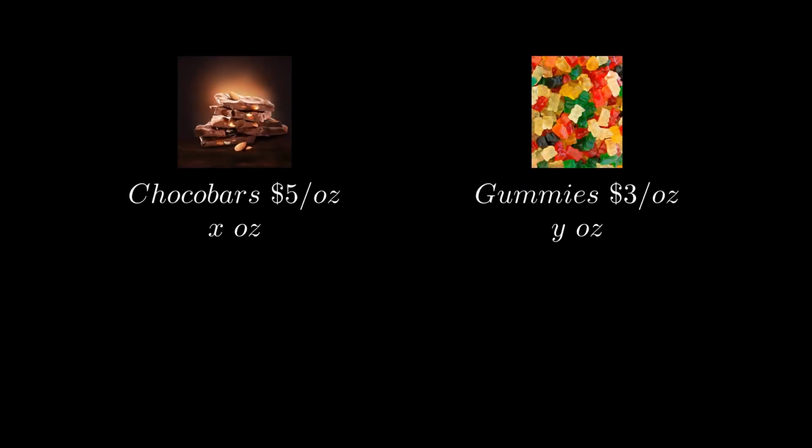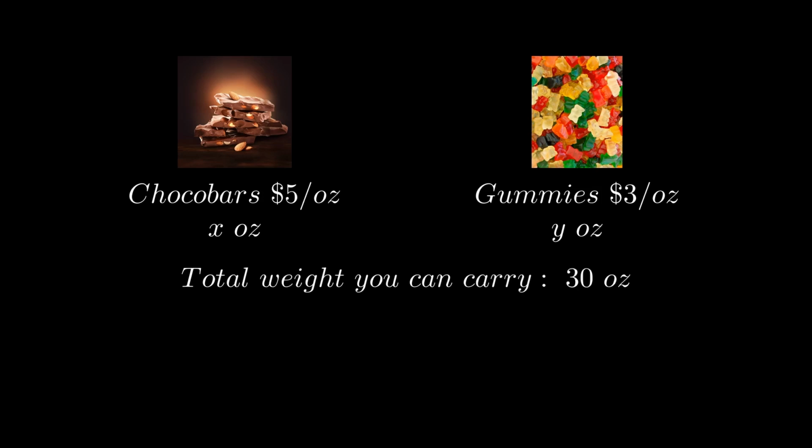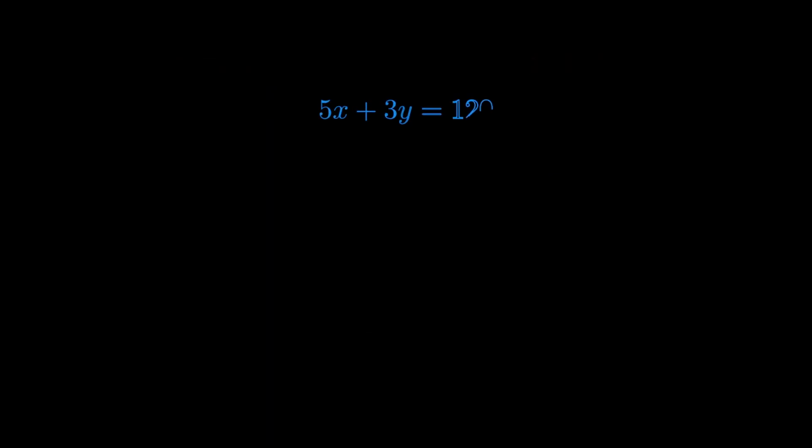Now, let's say that you have another constraint. You can only carry 30 ounces of candy in your bag. This leads us to another linear equation in two variables, x plus y equals 30. Thus, we have two equations and two unknowns. This implies that there might be a unique solution that satisfies both the criteria simultaneously.